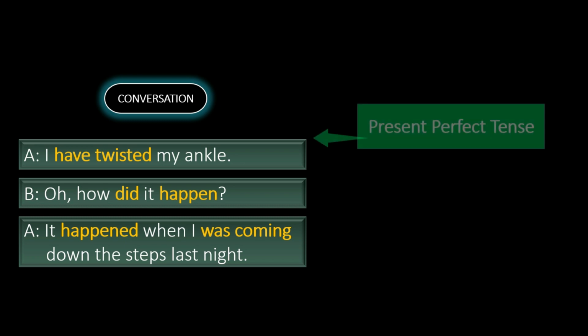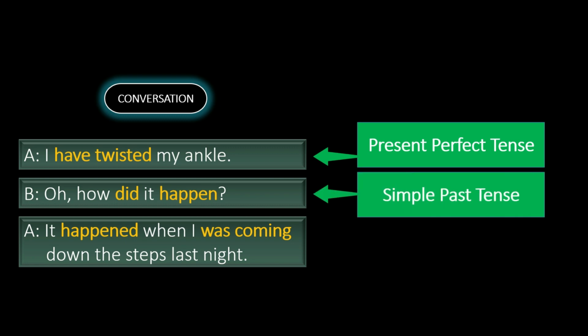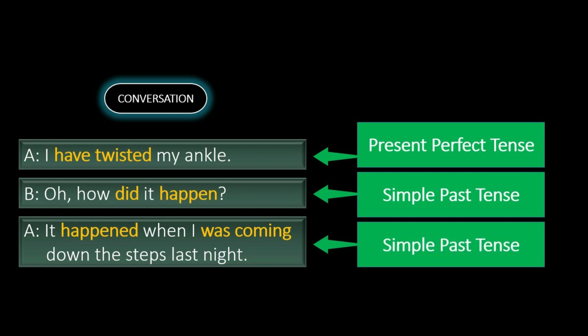Now the first one is present perfect. The second one is, Mr. B's question is in simple past, and Mr. A's reply is in simple past tense too. The reason is the question is simple past, and that is the reason why you need to give a reply in simple past tense.